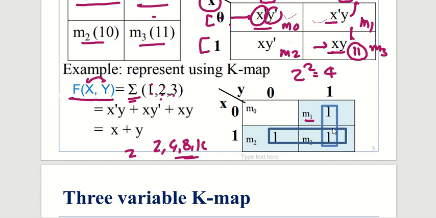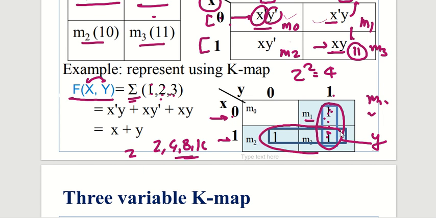See carefully this part, when we are grouping this 1 and 1. For both values m1 and m3, these values are high. For this case, the x values are different. In this case, the x value is 0, and in this case, the x value is 1. But y is common for this term. So we can say that using y, we can represent these two minterms.